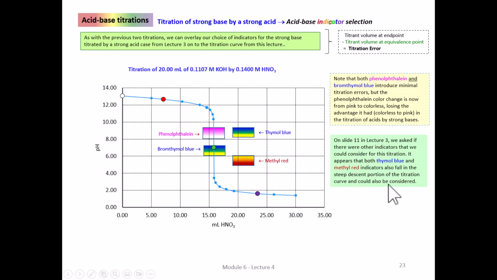In lecture 3, we left you with a question of what 2 other indicators might be possible. Both thymol blue and methyl red seem to be okay here. They both appear in this steep descent portion, although you'd have the challenge with those of deciphering when one color went to another.